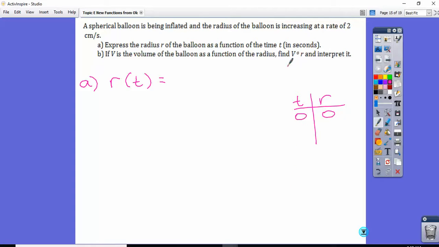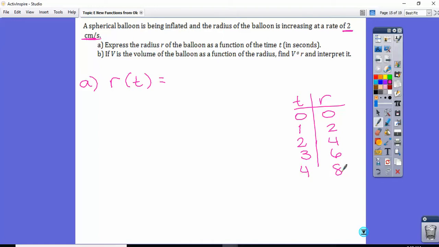Okay, then we are talking about seconds. So 1 second later, I know this radius increases 2 centimeters every second. So after 1 second, the radius would be 2. After 2 seconds, the radius would be 4. It's going up by 2 centimeters every time. So after 3 seconds, my radius would be 6. After 4 seconds, it would be 8. It's just increasing by 2 each time.